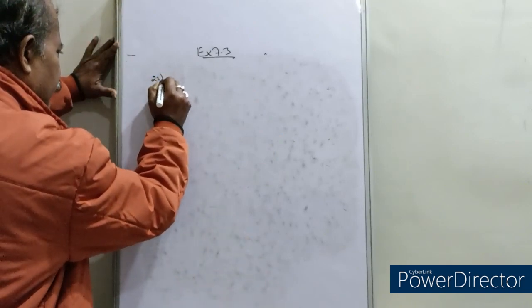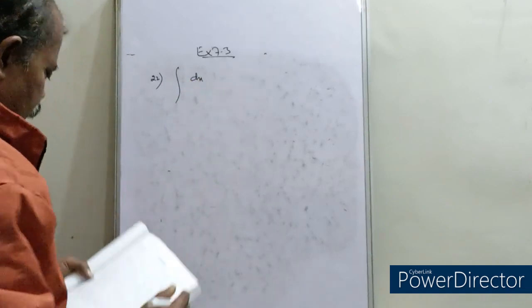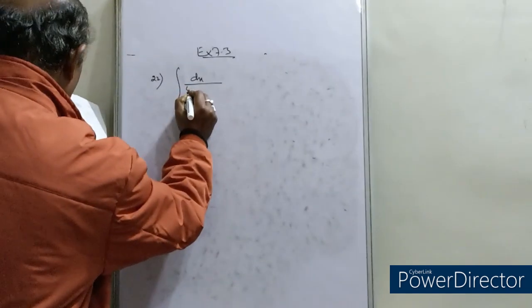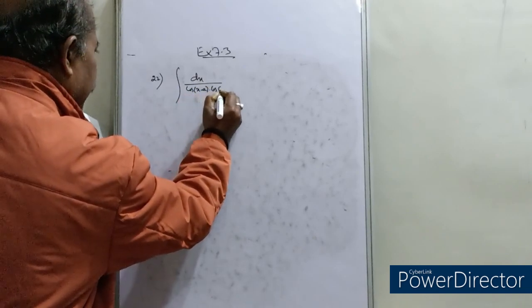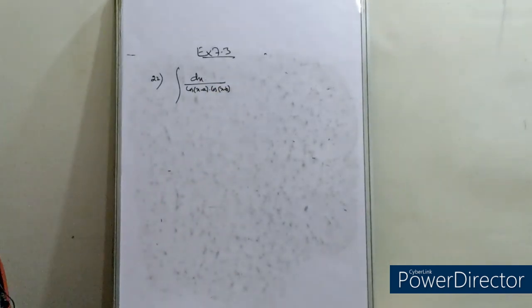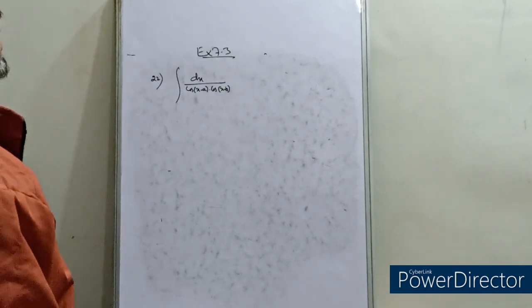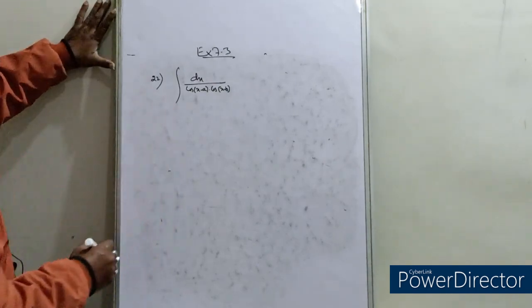Question 22: integration dx by (cos(x minus a) into cos(x minus b)). How to solve it? Here you see that I have to do some manipulation. So what is the manipulation I am going to do here?